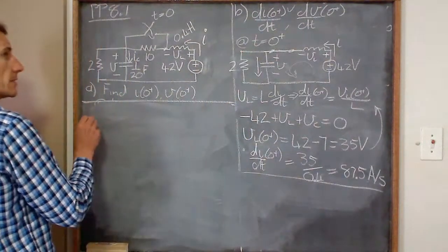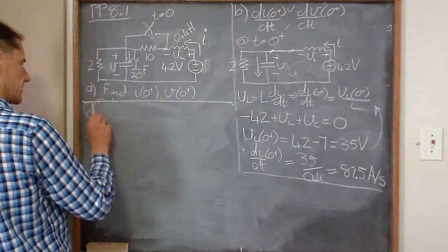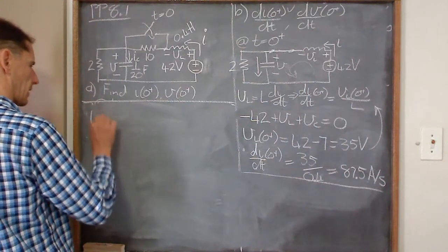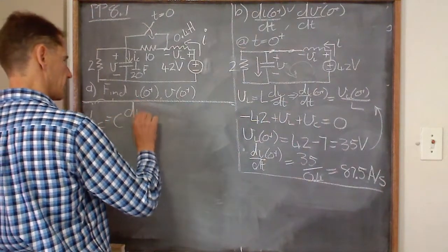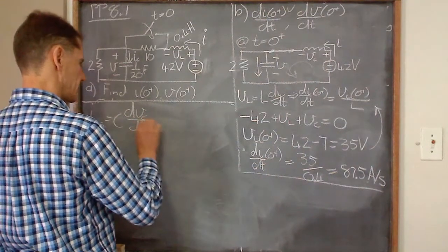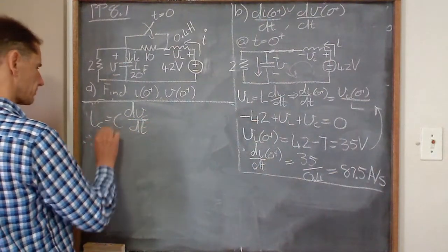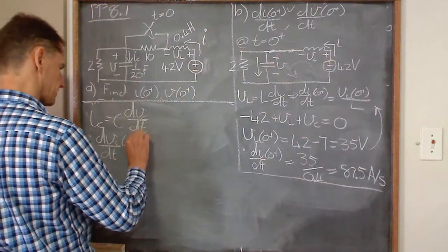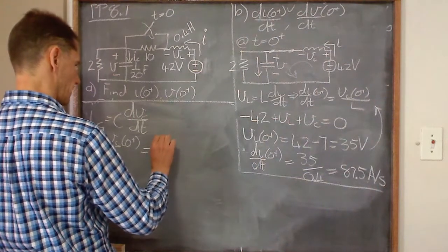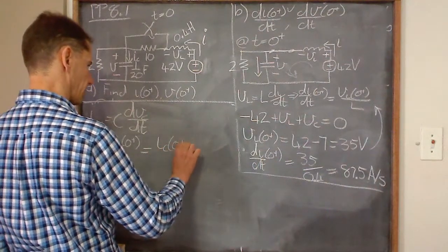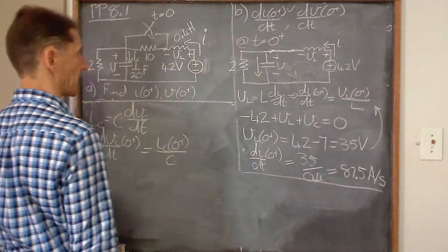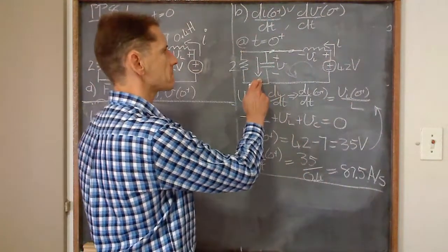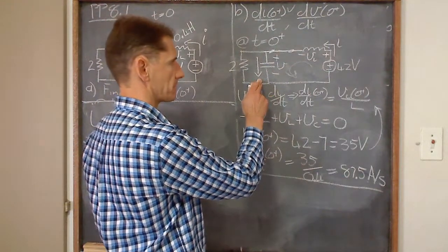Okay, so for dVc/dt, how do we get that? From the current through the capacitor. We know that the current through the capacitor equals C dVc/dt. In other words, dVc/dt at time 0 plus will be equal to IC at time 0 plus divided by the capacitance. So what is IC at time 0 plus? What is this current at time 0 plus?